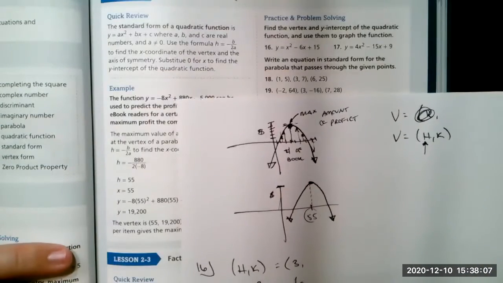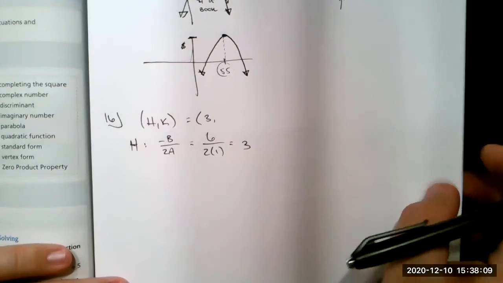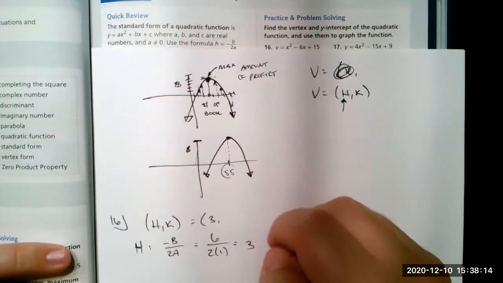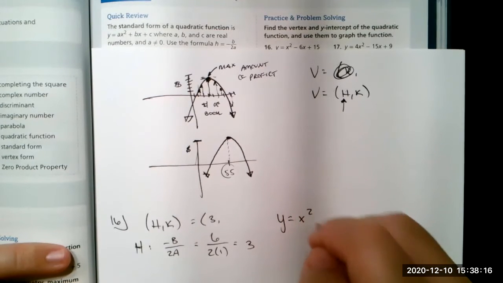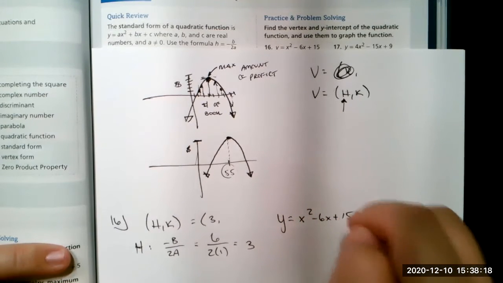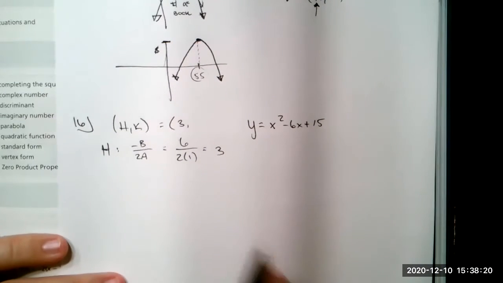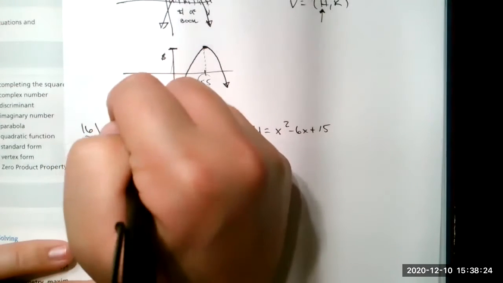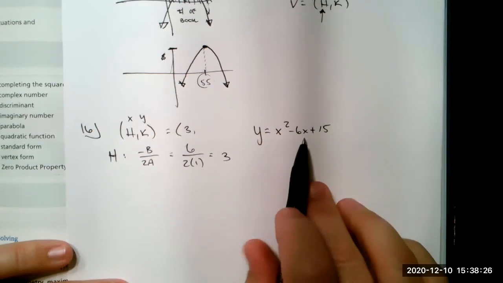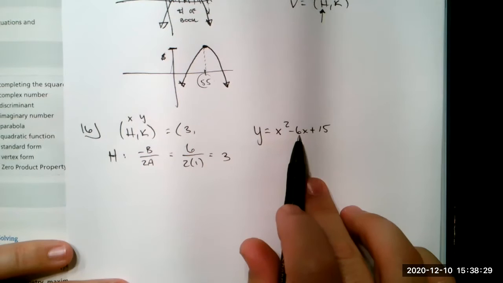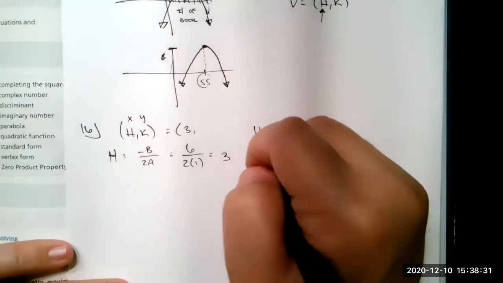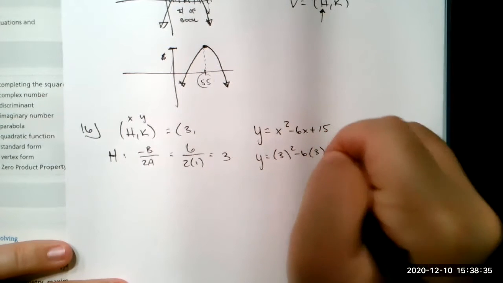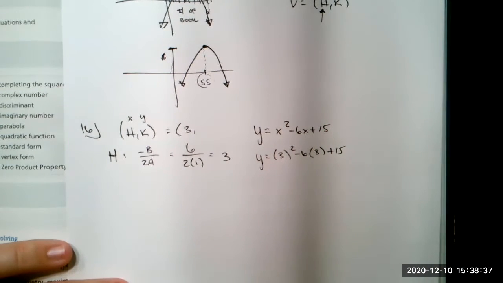Let's make sure they want us to find, yep, the entire vertex. So we need to plug that into our function. Number 16, y equals x squared minus 6x plus 15. In this case, h is 3. Remember, hk, that's the same thing as x and y. So I'm going to take that parabola, that quadratic, and replace x with 3. And then do the math.